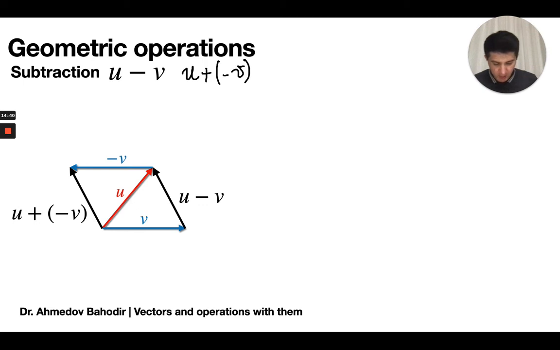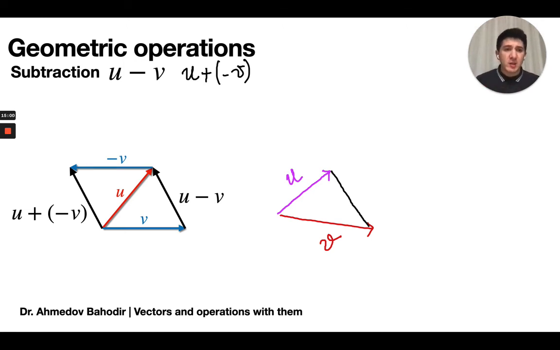Okay, so now let me show you one more example. If you have the u vector, and you would like to subtract another vector v from this, what you're going to do is put both of these vectors starting from the same point, then you connect the ending points. So now the only problem is how to define the direction of this resulting vector.